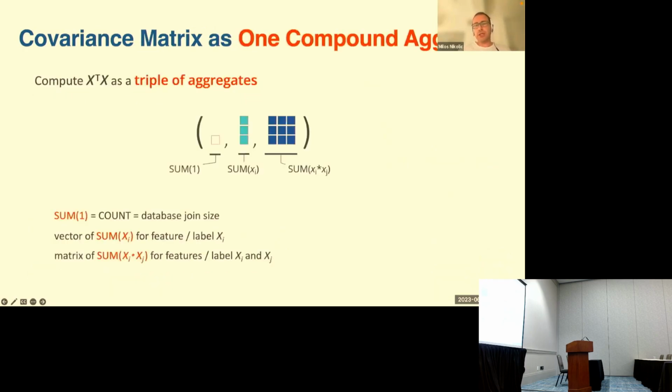Our solution is to compute the covariance matrix as one compound aggregate, which is a triple of aggregates, where the first component is a scalar representing the sum of one, or the count aggregate, that is the number of tuples in the training dataset. The second component is a vector representing the sum of values for each feature or label. And the third component is a matrix representing the sum of products of values for each pair of features and label.